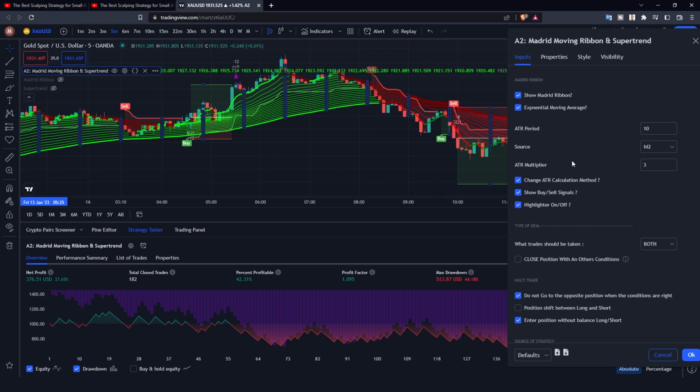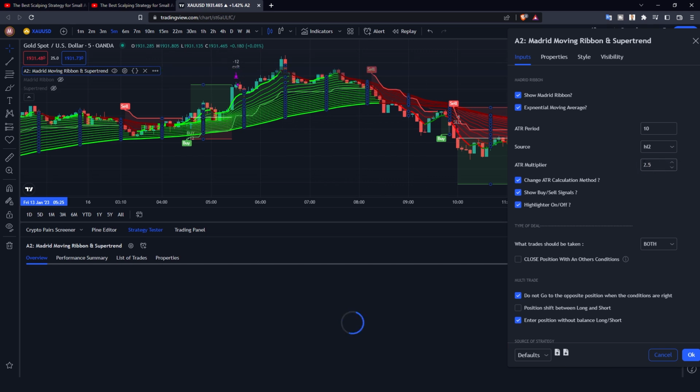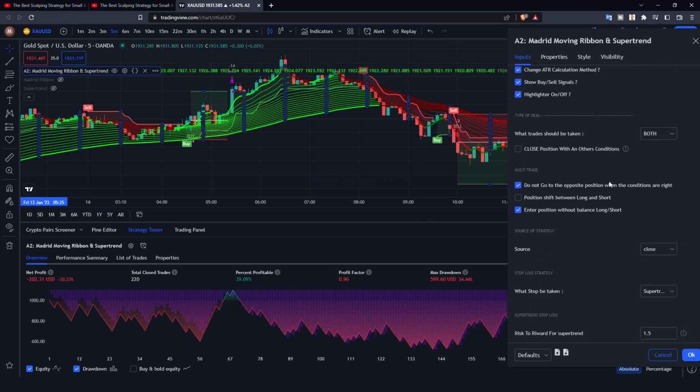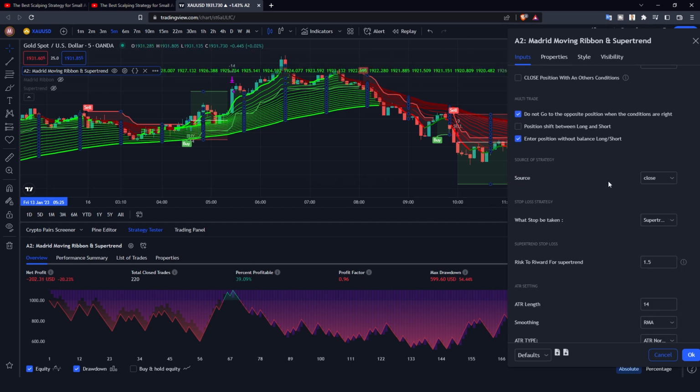Okay? Here we can easily change ATR from 3 to 2.5 here in the moving average settings, and here is the super trend settings. As you can see, it changed, and now you see the loss and the risk to reward ratio reduced. Here are the settings of our super trend.